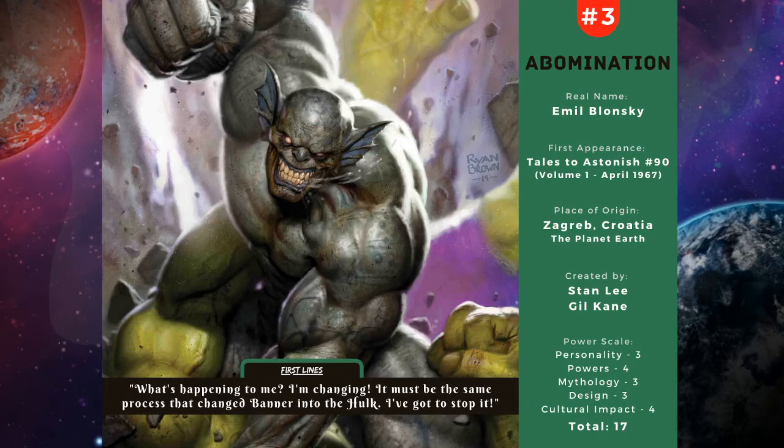We move to number 3, and now we really get to the heavy hitters that are specifically and almost exclusively Hulk villains. And first is Emil Blonsky, who is Abomination, and we've seen him on the big screen. He first appeared in Tales to Astonish, number 90, April 1967. He hails from Croatia, and he was created by Stan Lee and Gil Kane. And he had superhuman strength, stamina, and durability, healing factor, and like the Hulk, he's immune to gamma radiation.